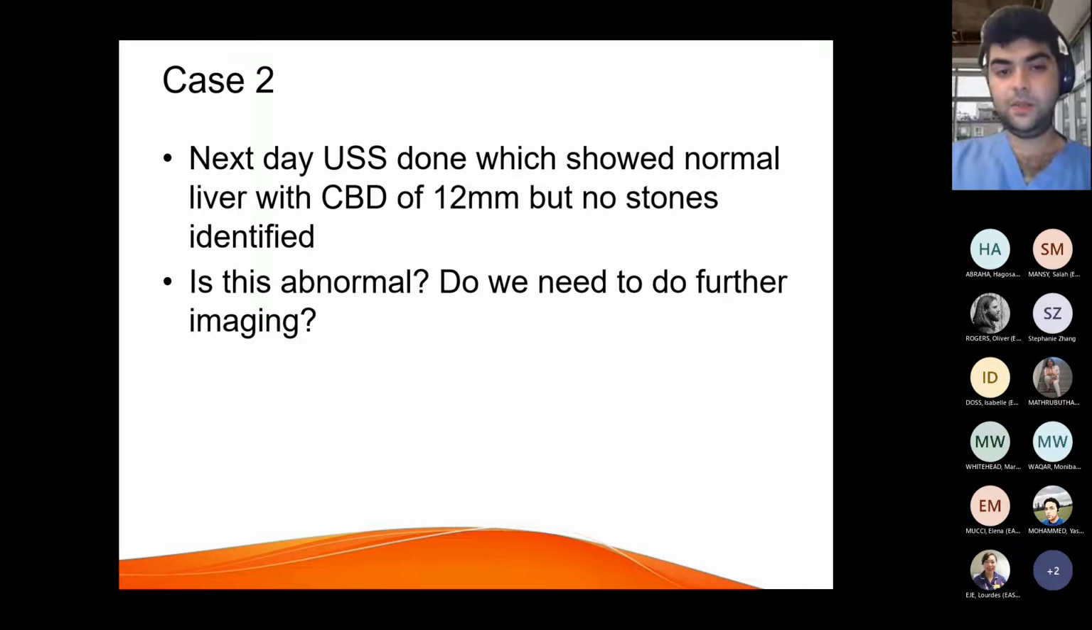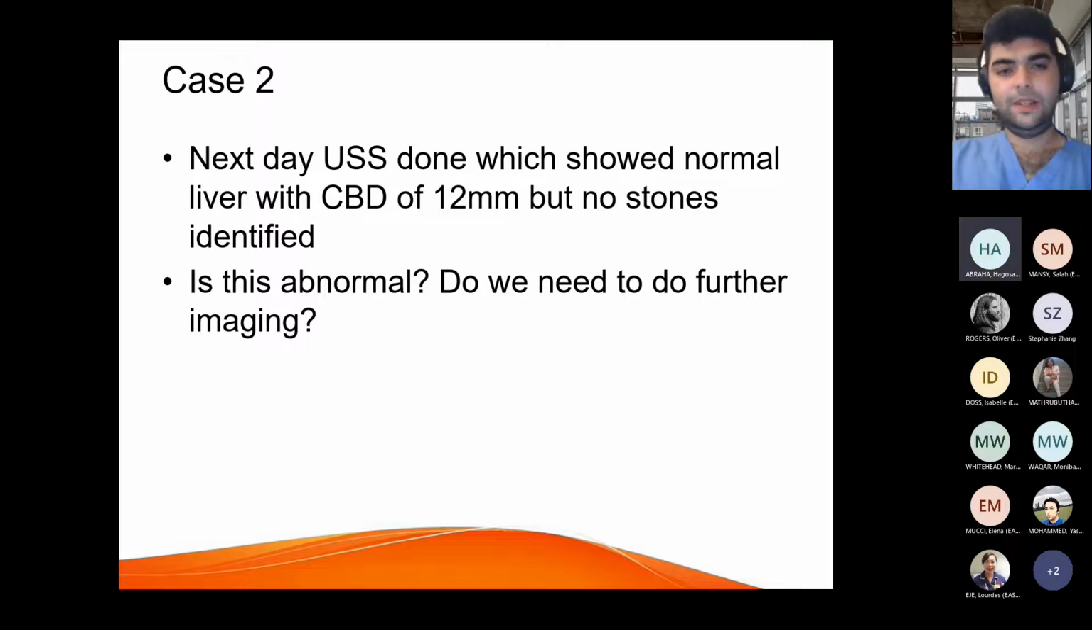On the post-take ward round, a plan is made to do an ultrasound. The ultrasound happens the next day. In the interim, the patient gets IV fluids and IV antibiotics. The findings on the ultrasound is a CBD of 12 millimeters, but they do not identify any stones. So the question is, is this normal? Is this abnormal? Are we happy that the bile tracts are okay?